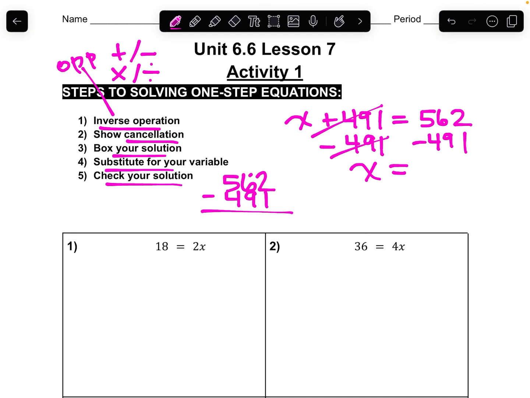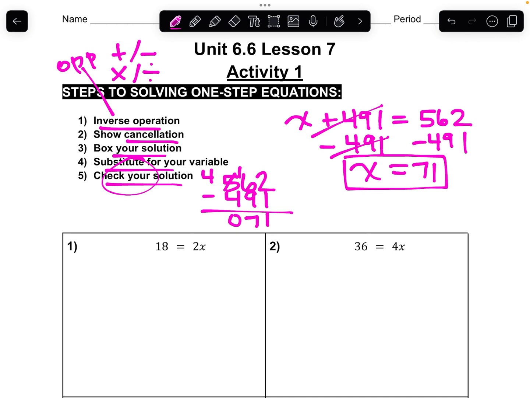So this is going to take some borrowing. So I'm going to borrow from the 6 and make it a 5. This becomes, no, that's not true. I don't have to do that. 2 minus 1 is 1. Now I got to borrow from the 5, make it a 4. This becomes a 16. That's 7, and this will be 0. So x will equal 71. Box our answer, and that is where box your solution is.